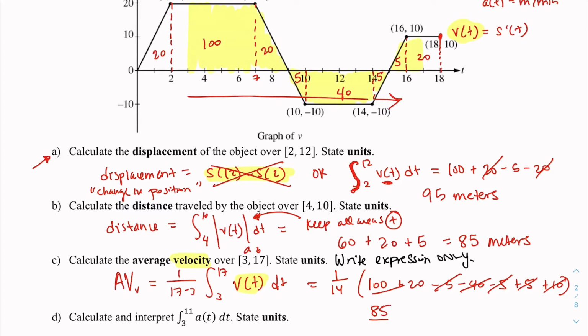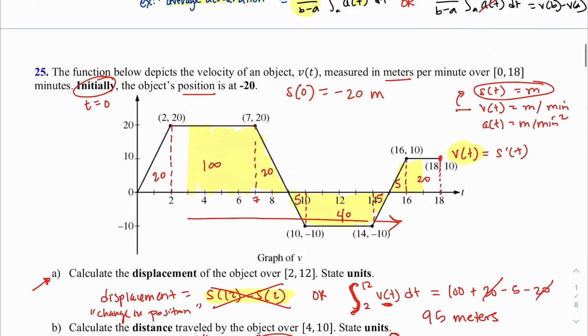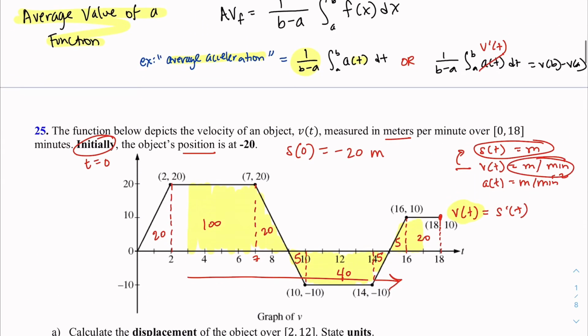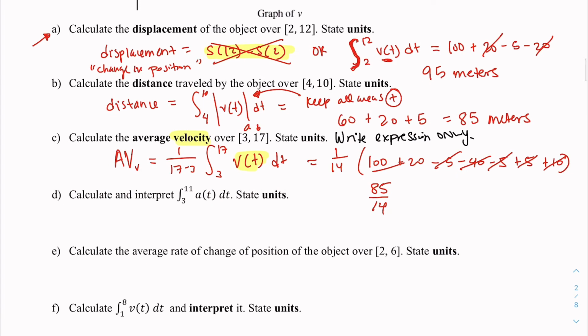So just for fun, let's do this. So we have 85 over 14. Now remember, that was the average of velocity. Well, velocity is measured in meters per minute in this problem. So then the average velocity will be 85 over 14 meters per minute.